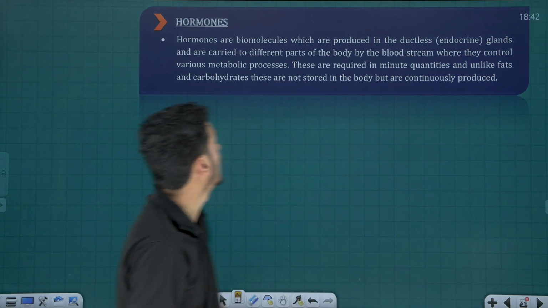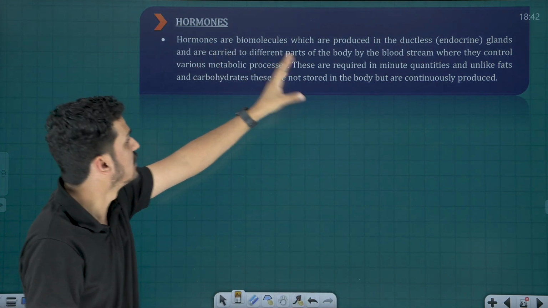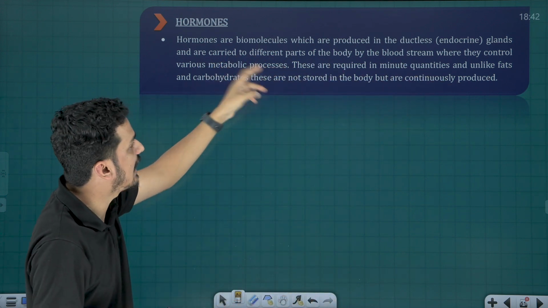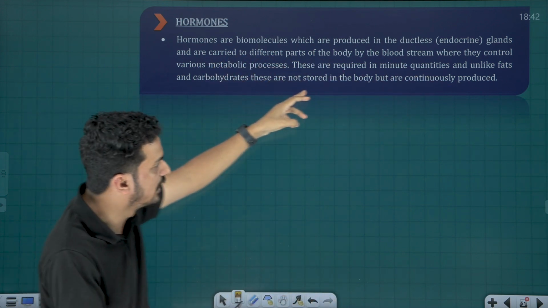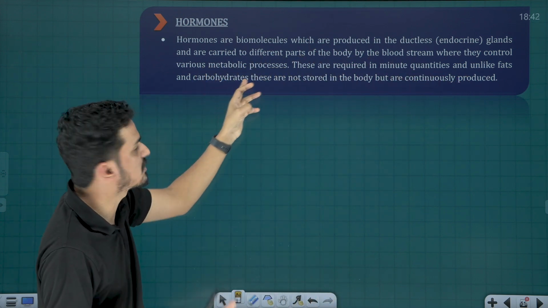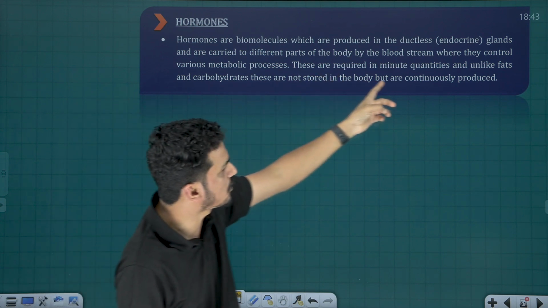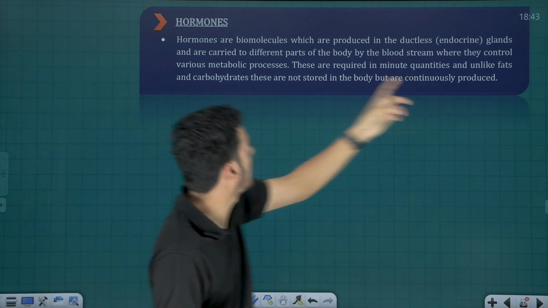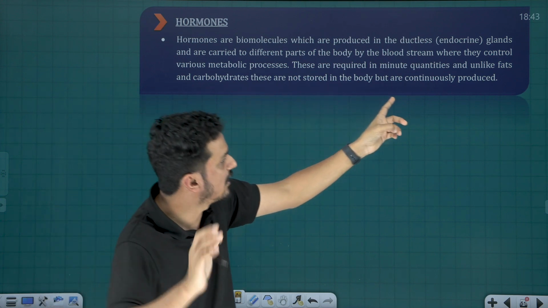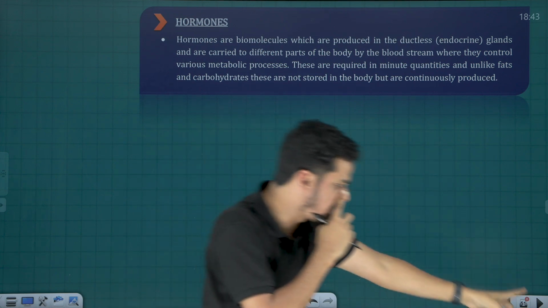Then again, once we come to hormones, hormones are also biomolecules which are produced in the ductless, I mean endocrine glands, and are carried to different parts of the body by the bloodstream where they control various metabolic processes. So many types of hormones are there. These are required in minute quantities, and unlike fats and carbohydrates, these are not stored in the body. Whenever it is required, it is continuously produced. It is not stored.